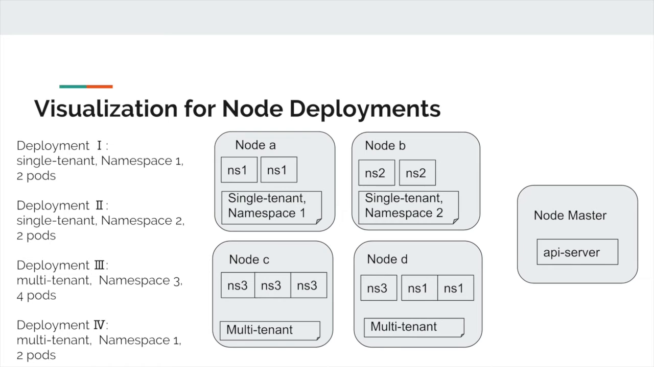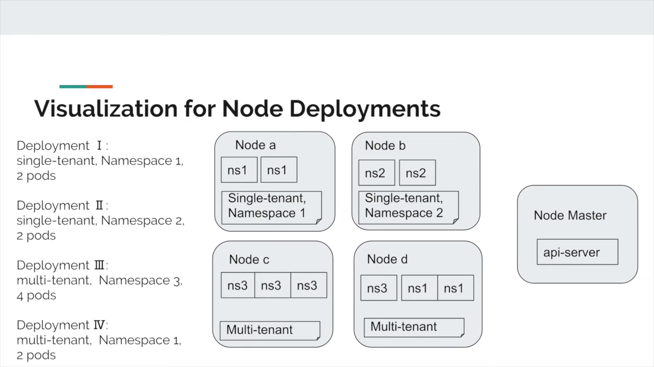In terms of visualizing what it looks like, say we have a cluster with 4 nodes and a master node. Nodes A and B, in this case, are single tenant and earmarked as belonging to namespaces 1 and 2, respectively. Nodes C and D are marked as multi-tenant, so applications can be deployed there without worry of what's going on. The first application we want to deploy is a single tenant application belonging to namespace 1 with 2 pods. The second application is a single tenant application belonging to namespace 2 with 2 pods.